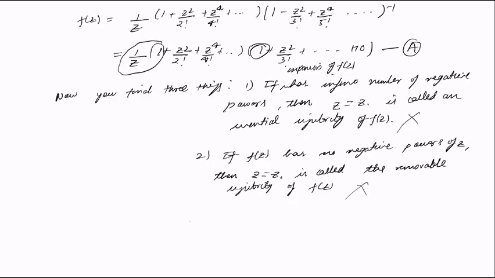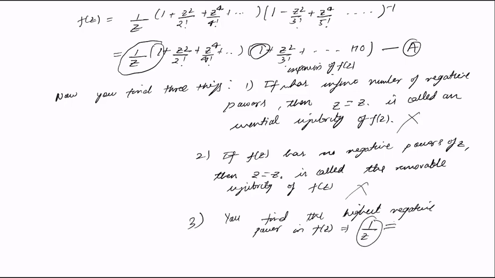So the third is, in this expansion you just find the highest negative power in f of z. So in this case it is 1 by z. This will give the pole and the order of the pole.